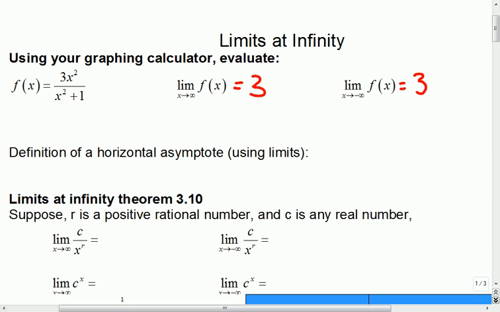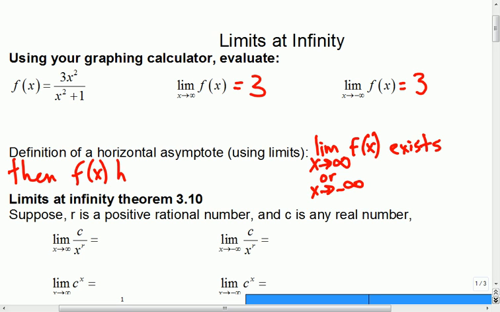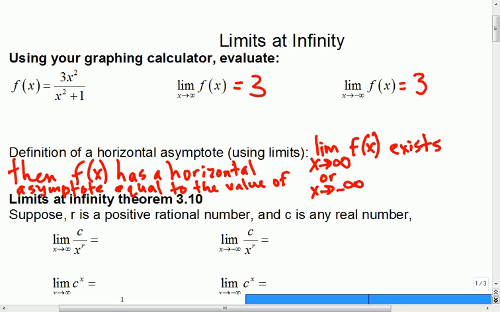Okay. So limits give us a way to find horizontal asymptotes, and we can do that using the idea that if the limit as x goes to infinity of f of x exists, and of course it could be in the other direction as well, then f of x has a horizontal asymptote equal to the value of the limit.